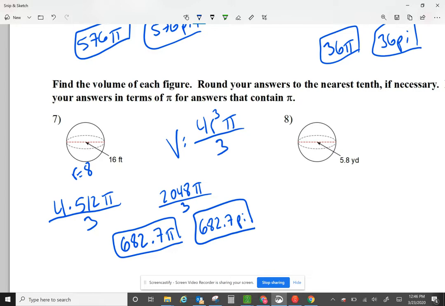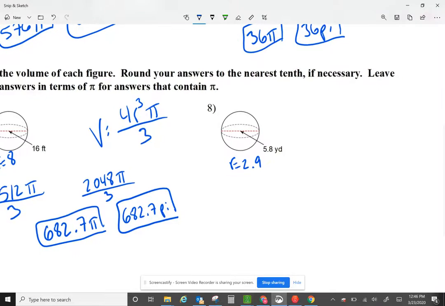Now for number 8, I do need the radius. I'm given that the diameter is 5.8. The radius is half of that, so that means the radius is 2.9. Remember in the formula, 4 times radius cubed. I'm just going to go forward times 24.389. That is 2.9 to the third power pi over 3.